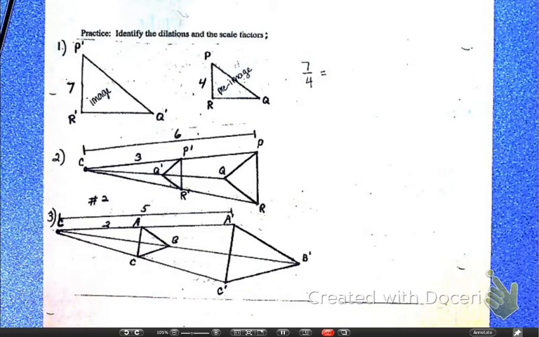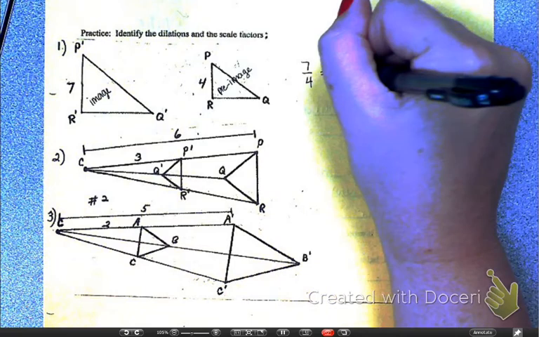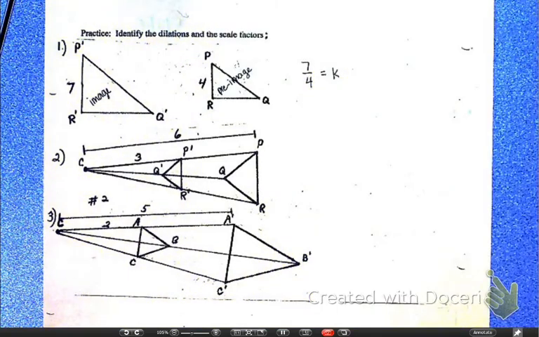Now, on some assignments, they use the letter K for scale factor. Just an FYI, if you see K, it's talking about scale factor. And different books write it different ways, so I just kind of want to give you a heads up. I typically will ask you what the scale factor is, but I was just looking at your homework and they use the letter K.